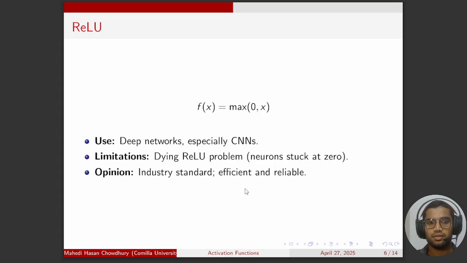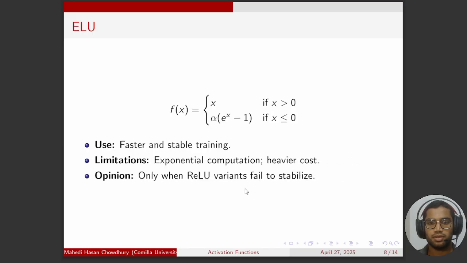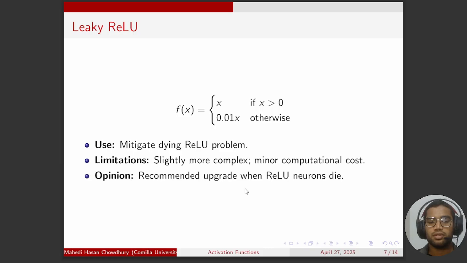ReLU, or rectified linear unit, is computationally efficient and solves the vanishing gradient problem for positive activations. Yet it can suffer from the dying ReLU problem, where a neuron becomes inactive. Then comes leaky ReLU. Leaky ReLU addresses ReLU's dying neuron issue by allowing a small non-zero gradient when inputs are negative, thereby keeping neurons active during training.